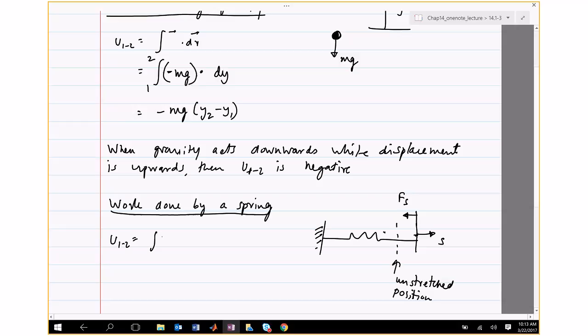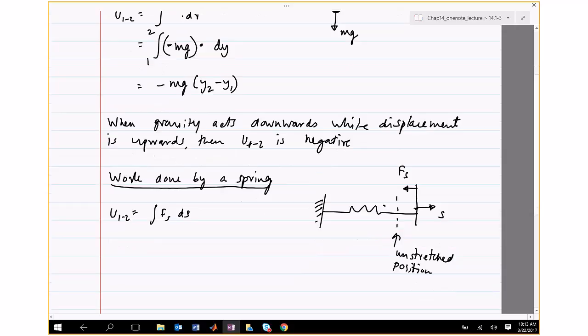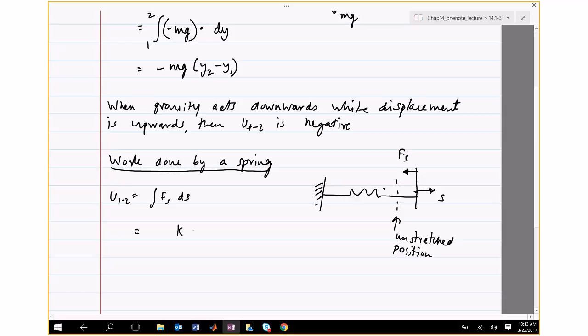U12 is F dot ds. And the expression for the force in a spring is K times S. This is a dot product, but since ds is positive, F is KS, acting in the direction opposite to ds. I'm going to write a negative sign here because the direction of this and this is exactly opposite to each other. And so S1 to S2 will give me minus half K (S2 squared minus S1 squared).